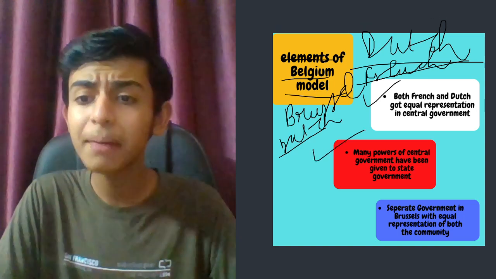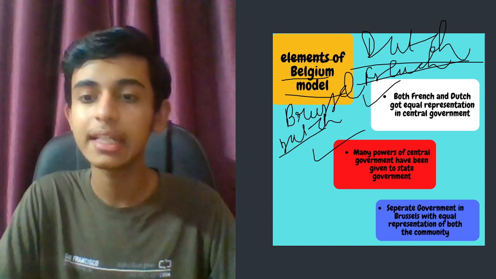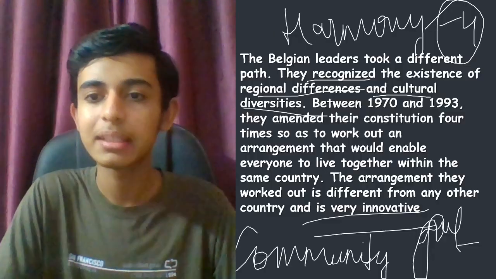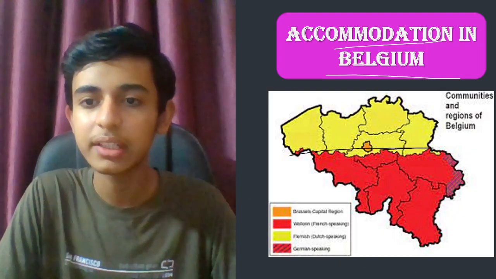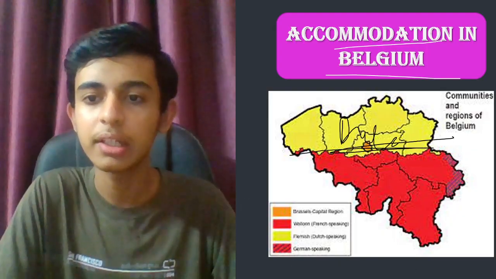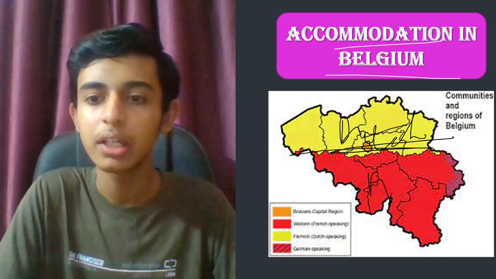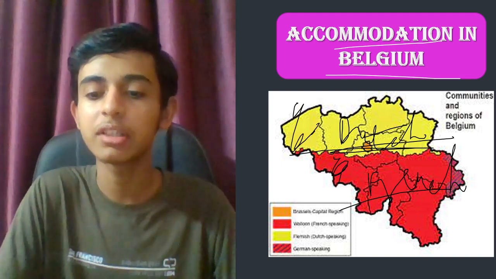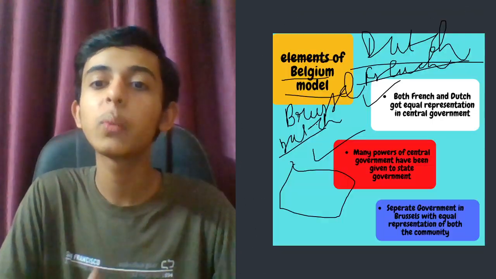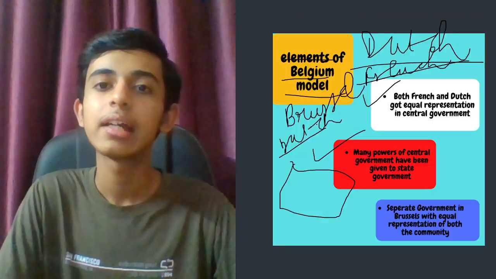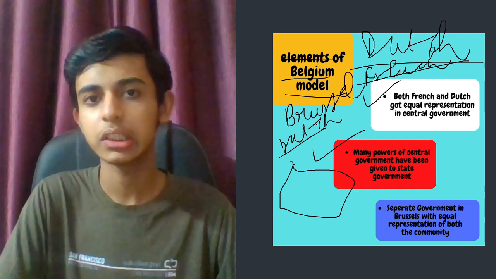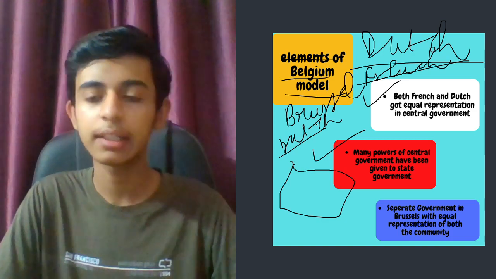Now the second point: many powers of the central government have been given to the state governments. Because, as the map shows, this part is your Dutch region, this part is your French region, so different states are going to be there. They also had power, and they looked after the linguistic differences, as well as the development of their particular state, along with equal representation in each state.